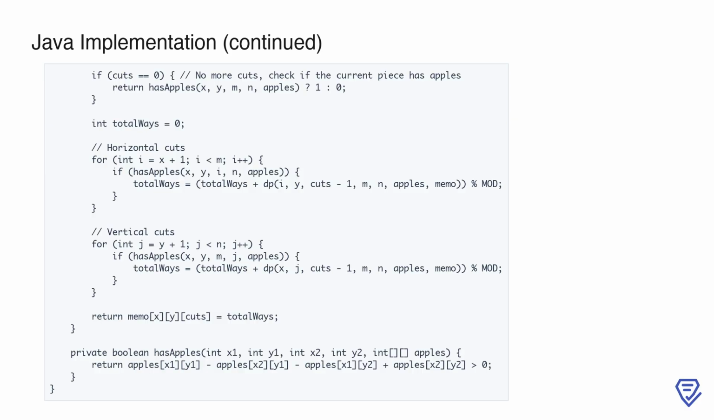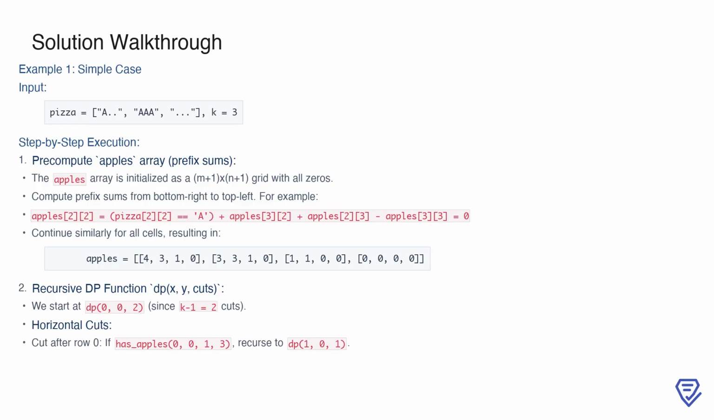To solve this problem, we start with a simple example where the pizza is represented as a 3x3 grid and we need to make 3 cuts. The first step is to pre-compute the apples array using prefix sums. This array helps us determine the number of apples in any rectangular region of the pizza.